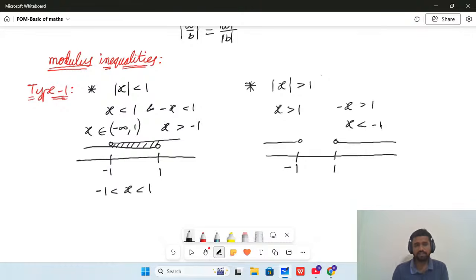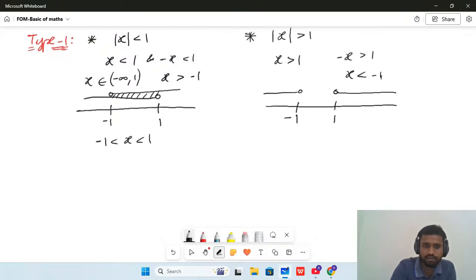So if we generalize this concept, mod x less than 1 and mod x greater than 1, with other expressions, the generalization. Is there any lag? Yes, okay. So if we generalize this.